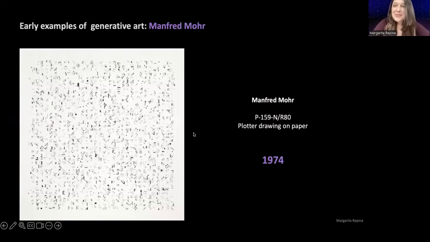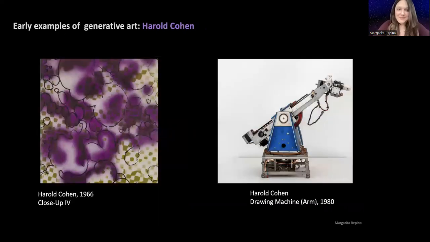So I'm going to show you some early examples of generative artists. This one is a great piece by Manfred Mohr, created in 1974. It's a print created on a computer, which decomposed a 10-dimension cube. The artist used plotters to create this even before the creation of laser printers.